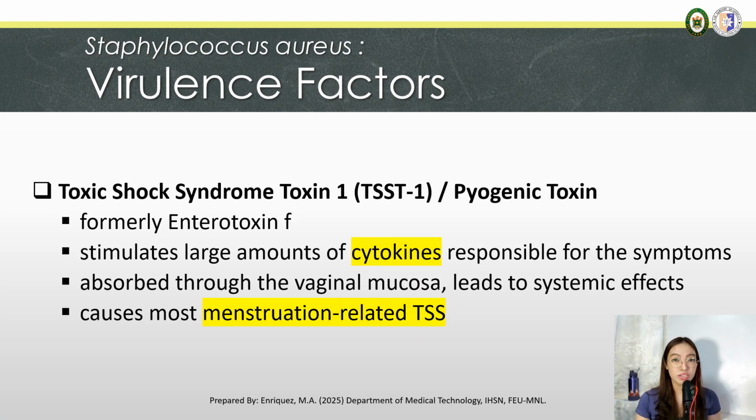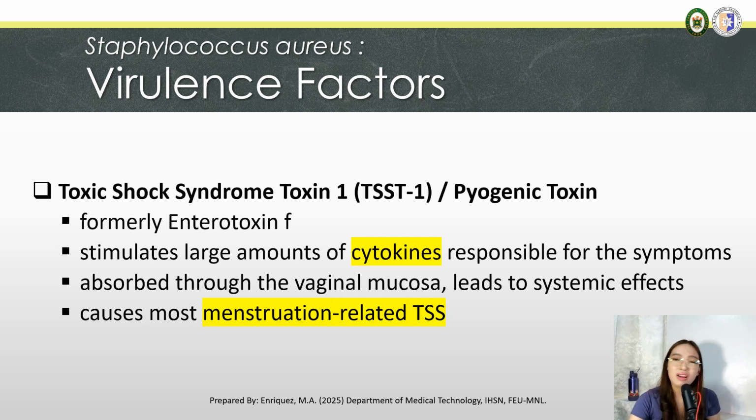TSST-1, or the toxic shock syndrome toxin 1, is a pyogenic exotoxin. So it causes almost all cases of menstruation-related toxic shock syndrome. What happens here is that this toxin stimulates the production of large amounts of cytokines, which would lead to the production of symptoms. Okay, so what are cytokines?